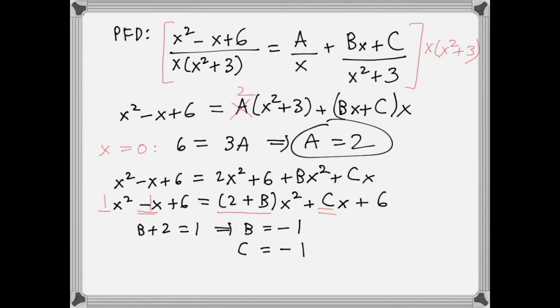Okay, so remember the partial fraction. Now, what we've learned, take a good look at this, because we just learned what A, B, and C are. So that means if we were to write that out, it looks like this: 2 over x plus, and then we have Bx plus C, which is -1x minus 1, over x squared plus 3.